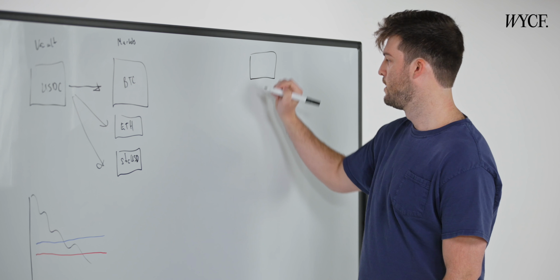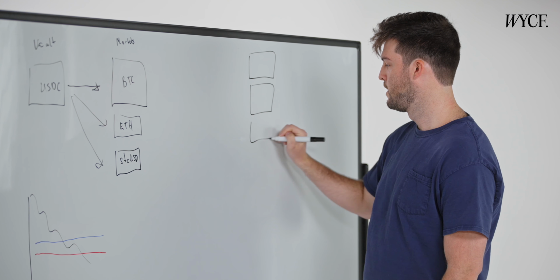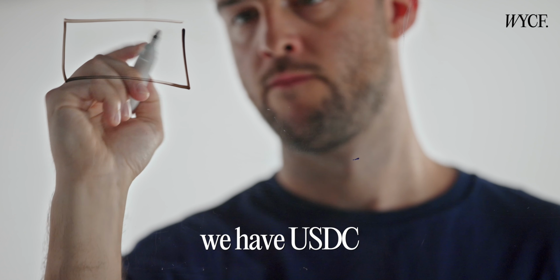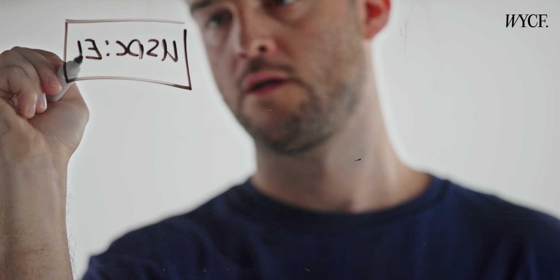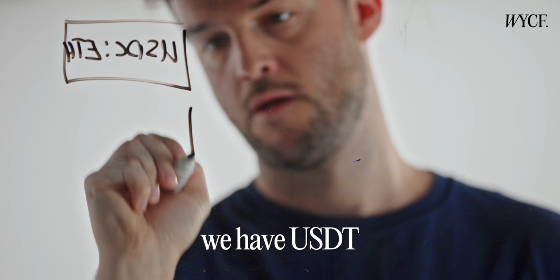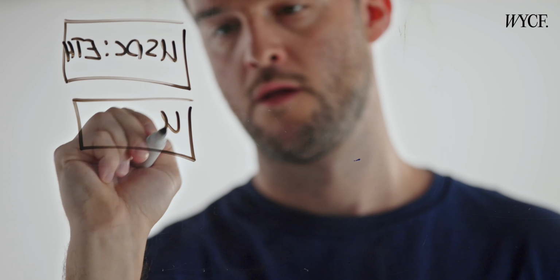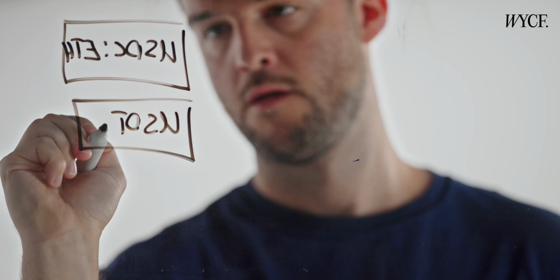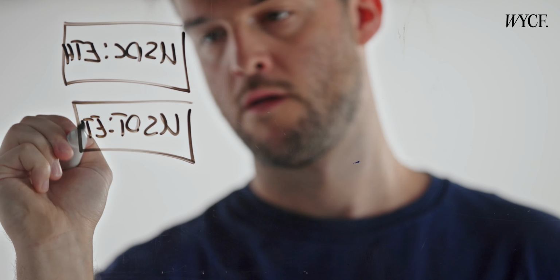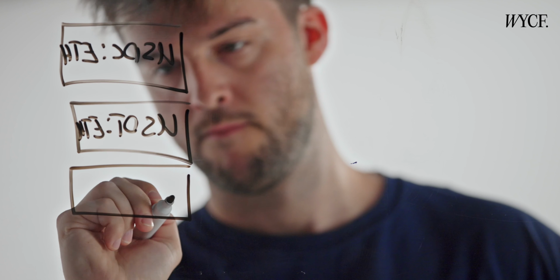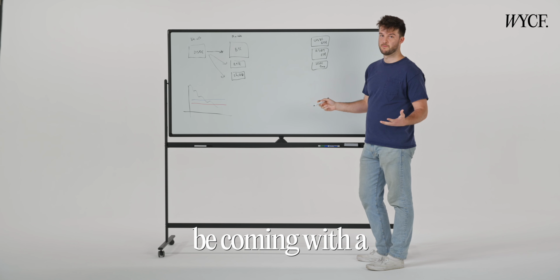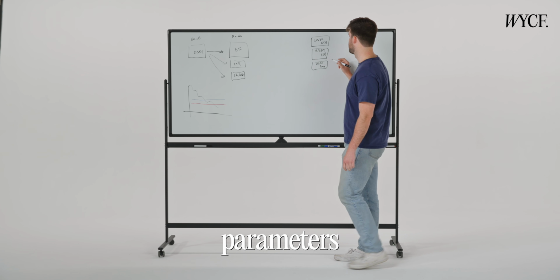We have, let's say, USDC on ETH. We have USDT on ETH. And we have USDC on Base. And each of these vaults is going to come with different risk parameters that we are managing.